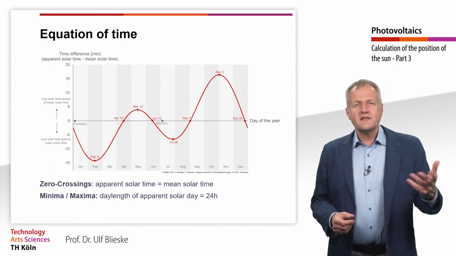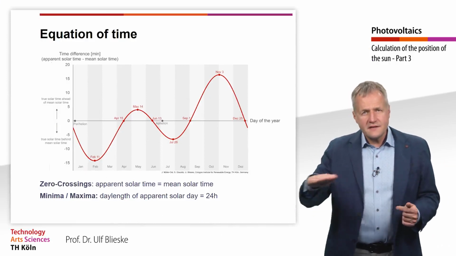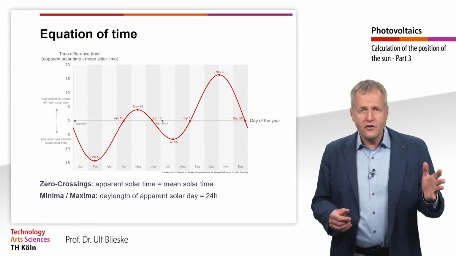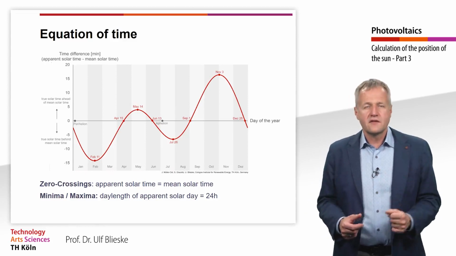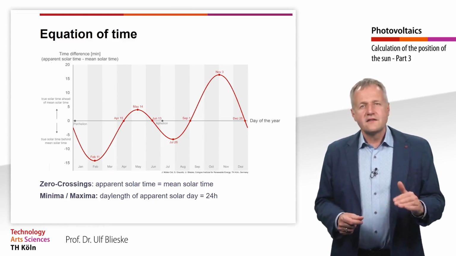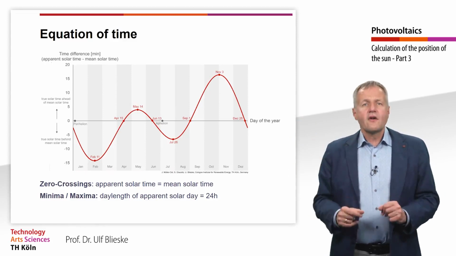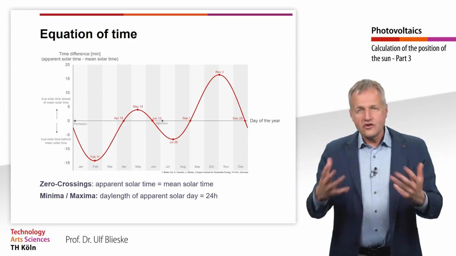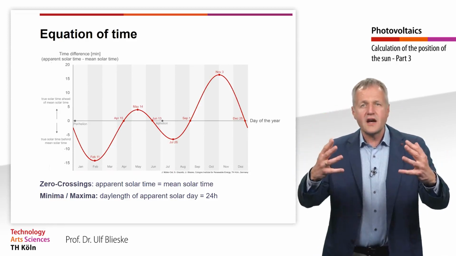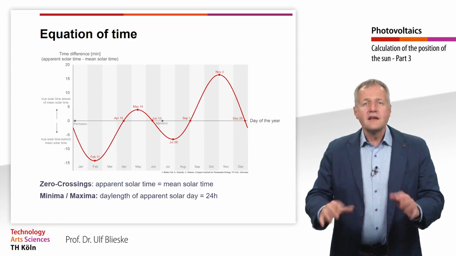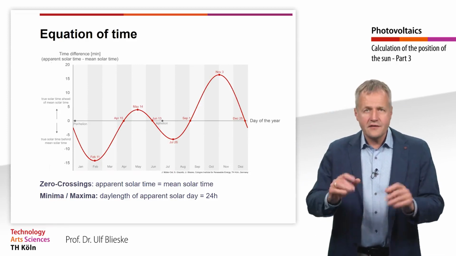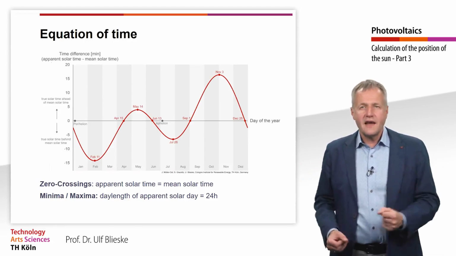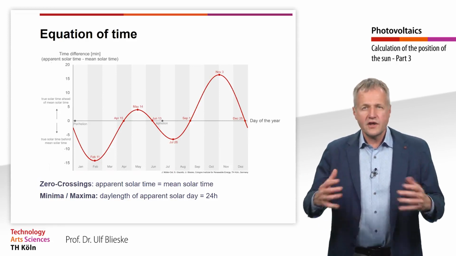This diagram displays the equation of time. The x-axis represents the day of the year. The y-axis shows the time difference between apparent solar time and mean solar time in minutes. At the 4 indicated zero crossings, the apparent solar time equals the mean solar time. Values above 0 indicate that the true solar time is ahead of the mean solar time, and values below 0 indicate that the true solar time is behind the mean solar time. Only at the 2 minima and the 2 maxima, the day length of the apparent solar time equals 24 hours.